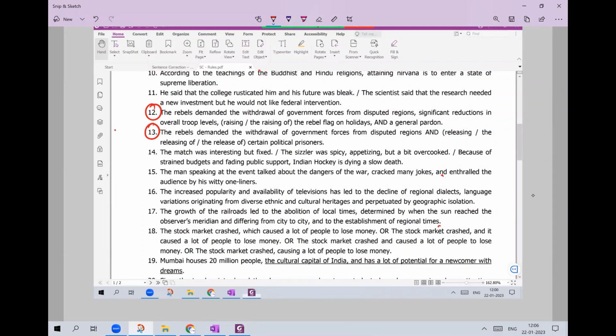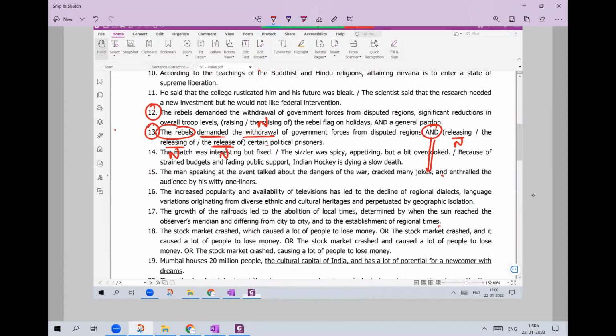Question number 13 says the rebels demanded. Rebels is the main subject. Demanded is the main verb. Demanded withdrawal of: this is a noun. And it looks for strict parallelism. It says releasing, the releasing of, or the release of political prisoners. So the releasing of is also a noun, releasing of is also a noun, release of is also a noun.